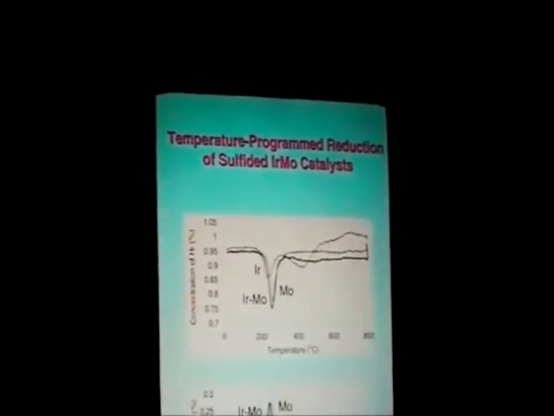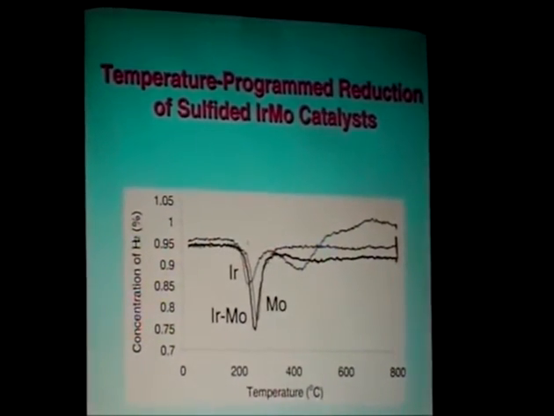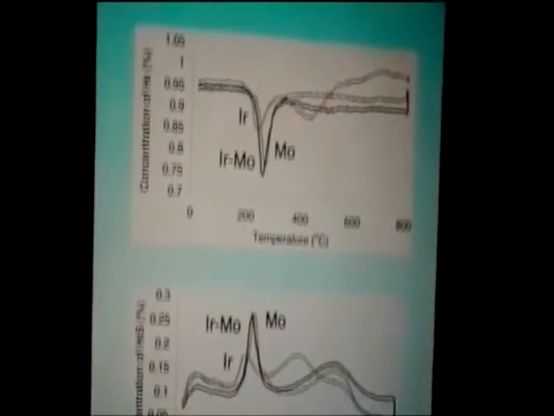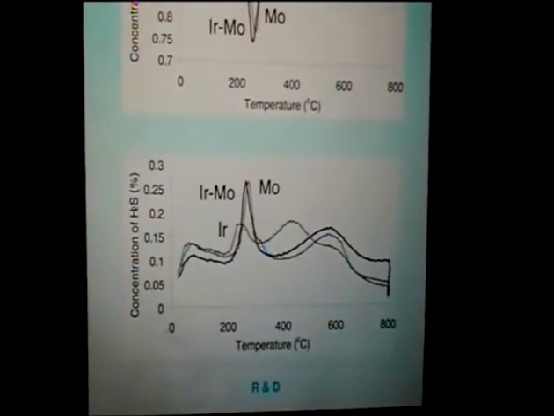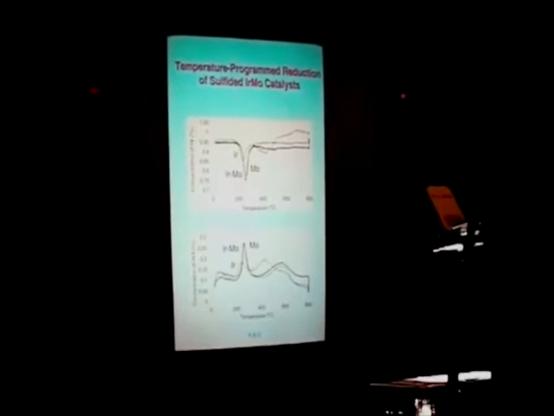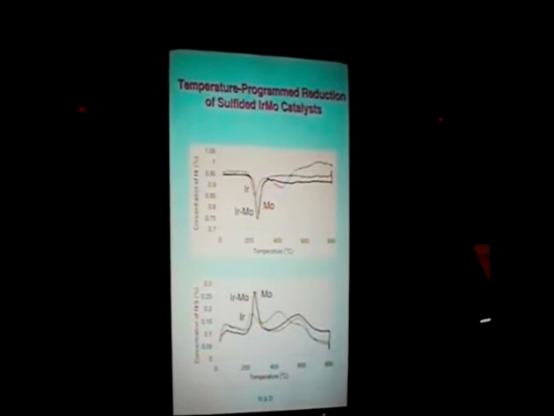We got further evidence for this interpretation by temperature programmed reduction of sulfided iridium molybdenum catalysts. We can see in the upper plot the concentration of consumed hydrogen versus the temperature, and in the lower plot the concentration of liberated hydrogen sulfide versus the temperature.